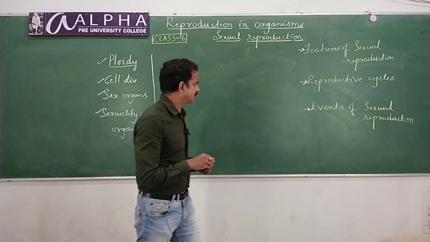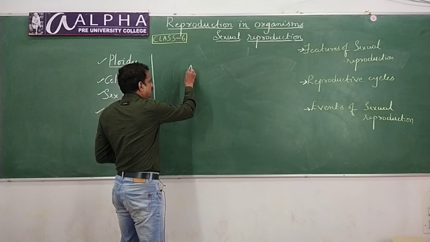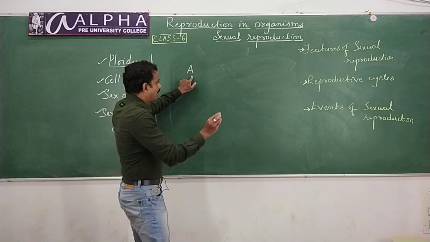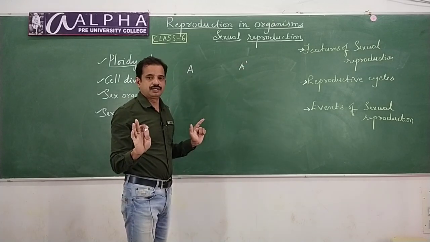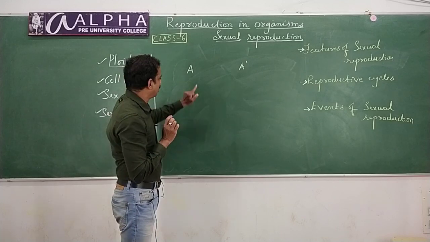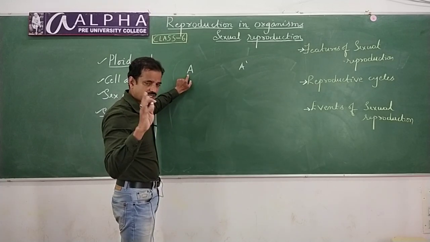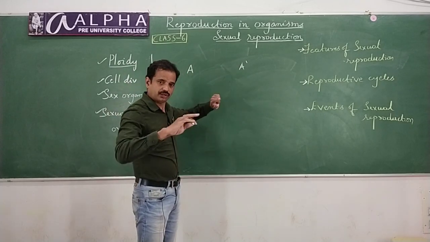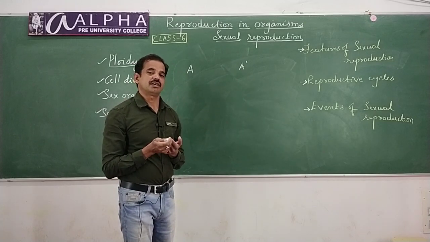Let me explain like this. Just consider an individual of a species. This A is an individual of a particular species of organism. And this A dash is another individual of the same species. The species is the same. And this individual A is a multicellular animal. For your understanding, it's an assumption, it's a multicellular animal. And A dash is also, both are the same species, multicellular animals. They are taking part in the process of sexual reproduction.